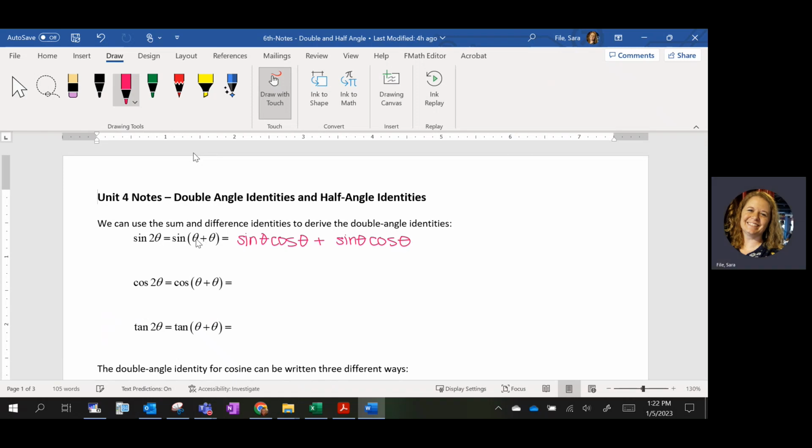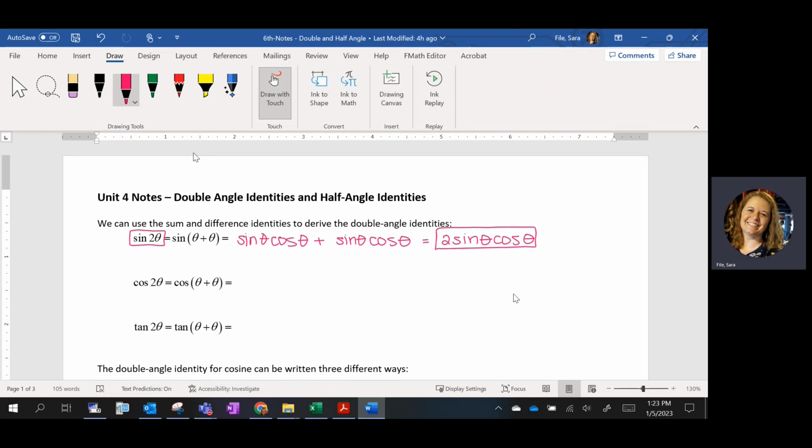Now here, the first and second angle happen to be the same, so I can simplify, I can reduce this, because these are exactly the same, aren't they? So what is that going to reduce to? 2 sine theta cosine theta. So that's our double angle. Sine of 2 theta is equivalent to 2 sine theta cosine theta.